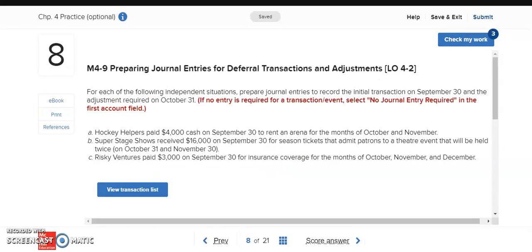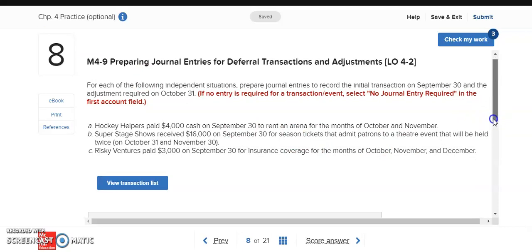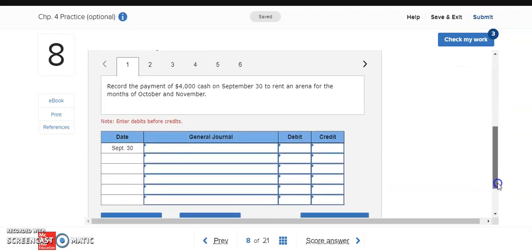It says, for each of the following independent situations, prepare journal entries to record the initial transaction on September 30th and the adjustment required on October 31st. In A, Hockey Helpers paid $4,000 in cash on September 30th to rent an arena for the months of October and November. Okay, so let's record that on September 30th. Cash is an asset on the left side of the accounting equation, so we would debit or left side cash to increase. But since we want to decrease, we're going to do the opposite. We're going to credit cash for $4,000.